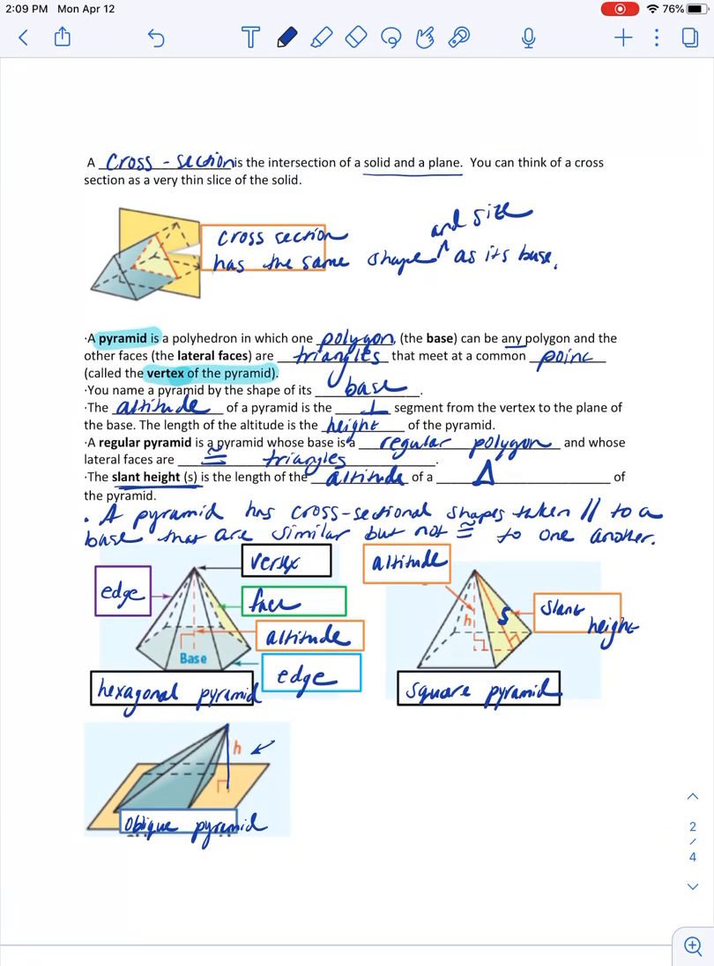So this section is just lots of vocabulary. It's getting you ready for all of the formulas that are coming up next week. We're going to have more vocabulary on Friday.